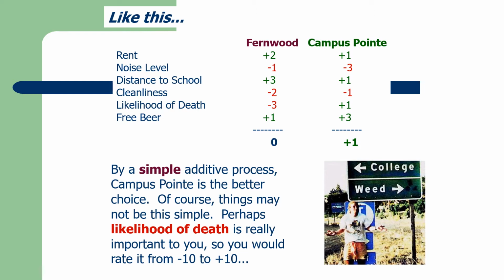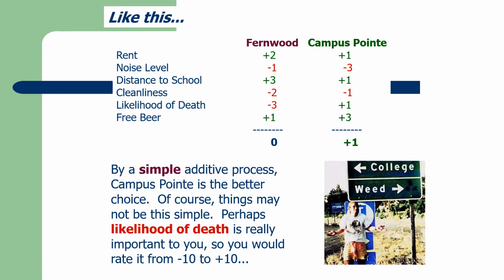So depending on where you are in your college career, maybe if you're a freshman and you're really looking to meet a lot of people, you don't care about the noise level, and you're really jazzed up about the free beer. Maybe if you are a senior or you're in grad school or you're working a bunch of jobs, those things are less important to you. So you would go through and weigh each of these, and then at the end you look and say, okay, well, given that Campus Point in this case is a +1 and Fernwood in this case is a 0, you would go with Campus Point.